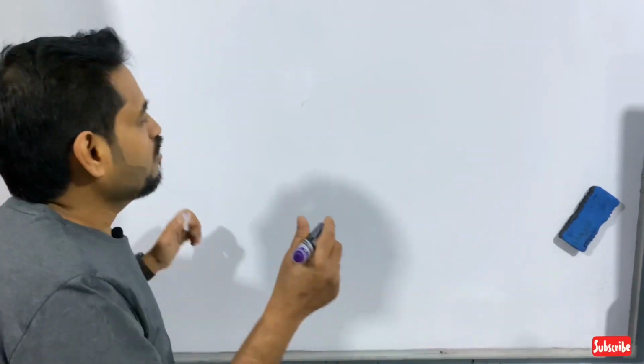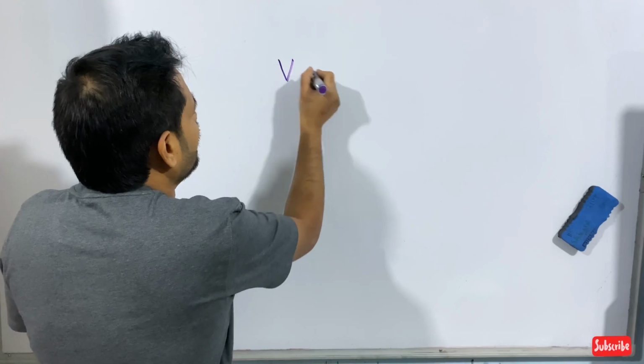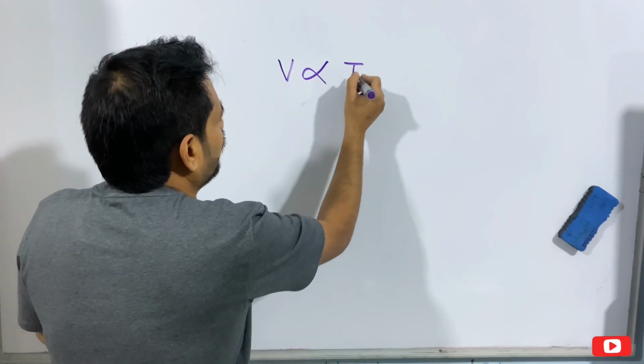So what is Ohm's law? In physics, Ohm's law is there. What is Ohm's law? A simple definition for Ohm's law goes like this. Ohm's law states that V is always directly proportional to I.